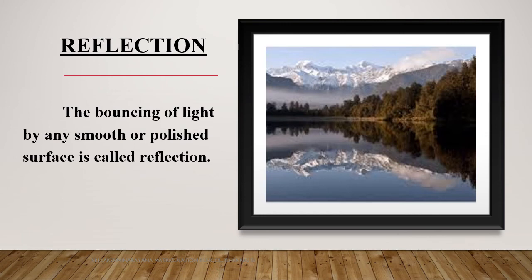Now we are going to see about reflection. What is reflection? When light falls on a transparent material, it passes through it. However, when light falls on a polished surface of an opaque material, it does not pass through it. It bounces back. The bouncing of light by any smooth or polished surface is called reflection.